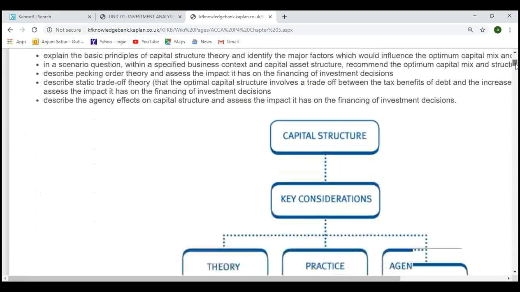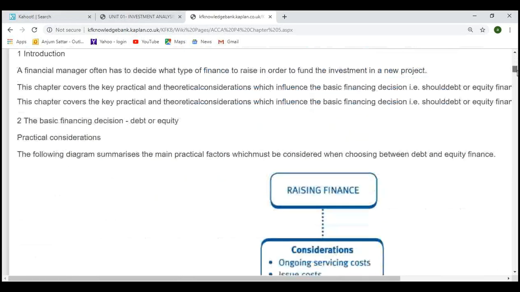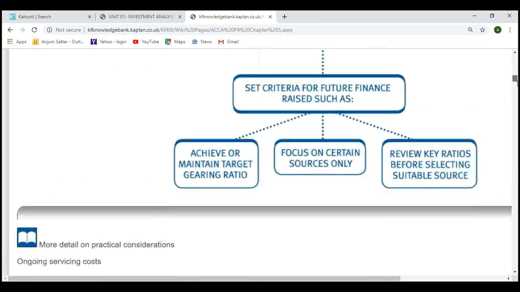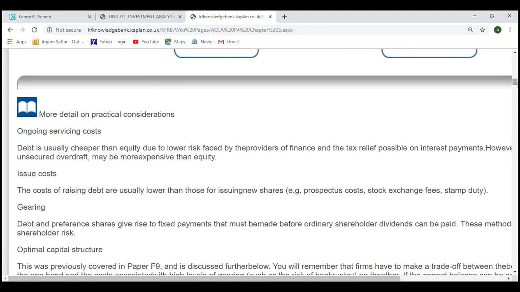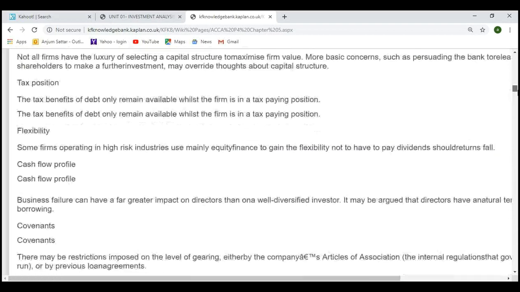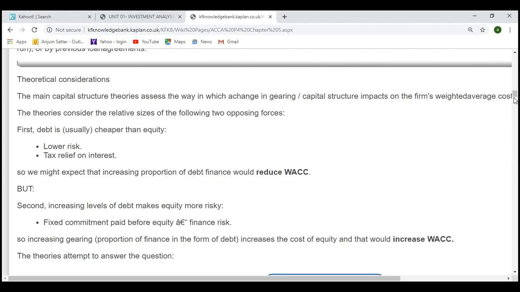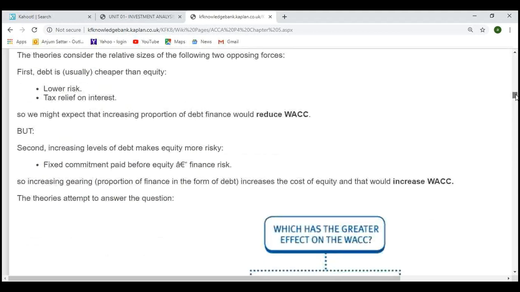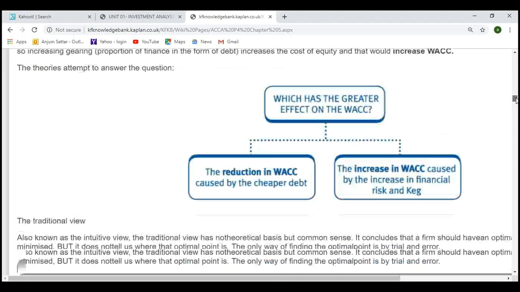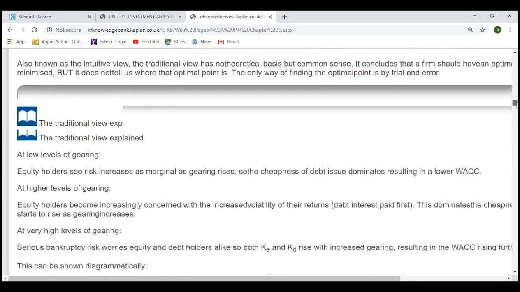So that's the chapter we can look at. What is the capital structure, theory, practice, and agency effect? A financial information manager. So we can look at the issue cost, gearing, availability of sources of finance, theoretical considerations, lower risk. Yes, so we need tax relief. We can look at the interest rate, weighted average cost of capital, and the reduction in the weighted average.